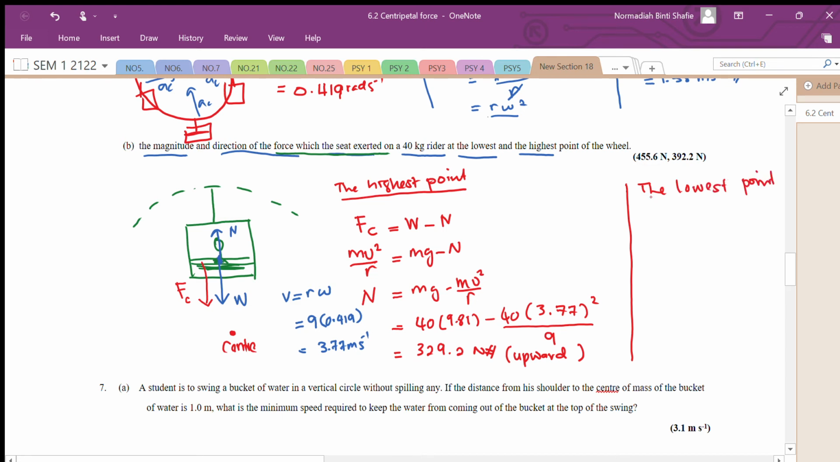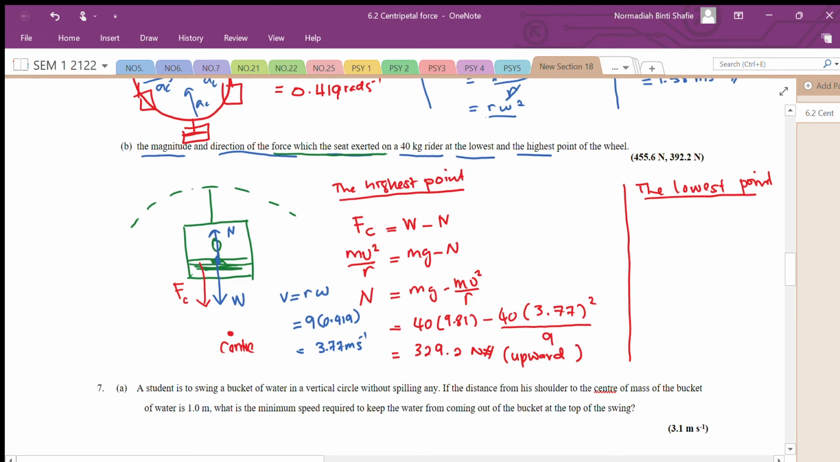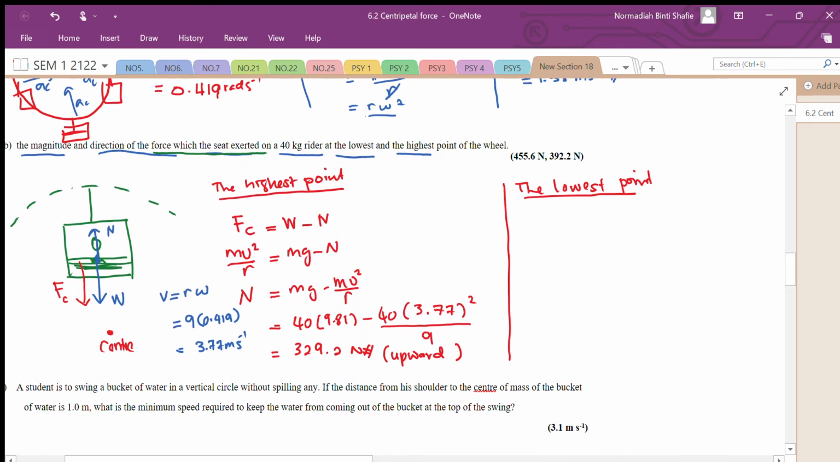So, same procedure. Kita lukis dahulu gambar rajah. Okay, so at lowest. Okay, this is our kita punya center. So, lowest point. And then kita ada cage. Ada passenger kat dalam. Duduk kat bawah ni kan. Passenger. Okay. Alright.